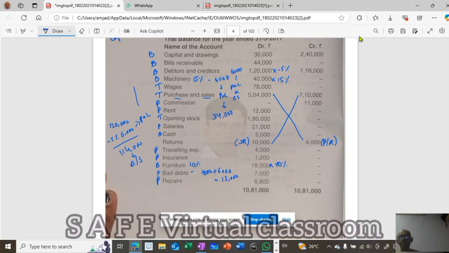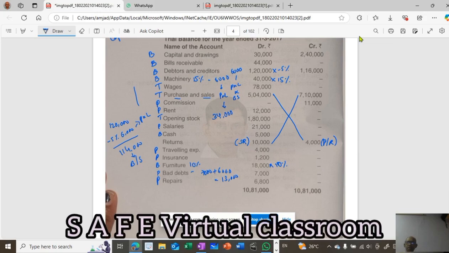Otherwise, again you have to take 40,000 and subtract 6,000. You'll get 34,000. That way also you can do. So we did this for what? We have to show this in balance sheet. 40,000 minus 6,000, 34,000 will come in balance sheet. This 6,000 will come in profit and loss.